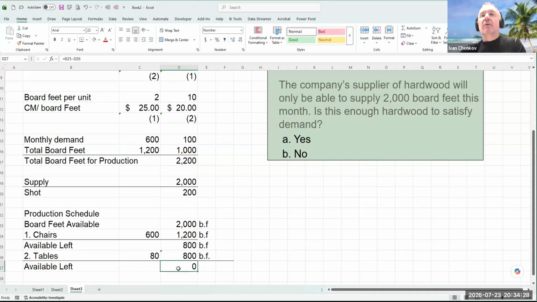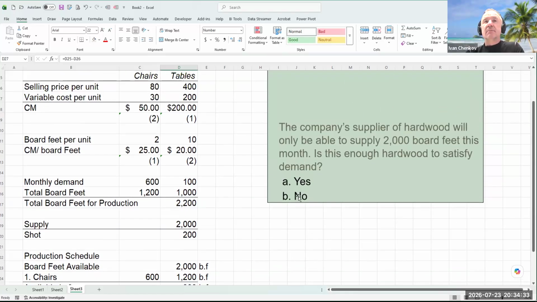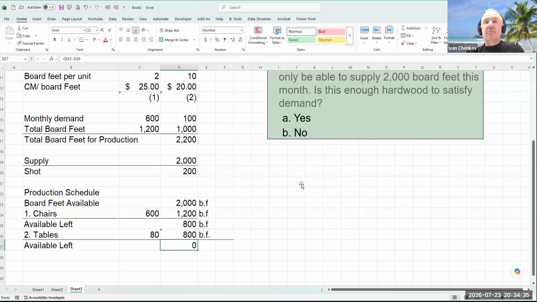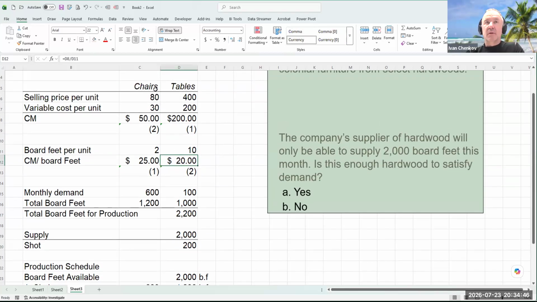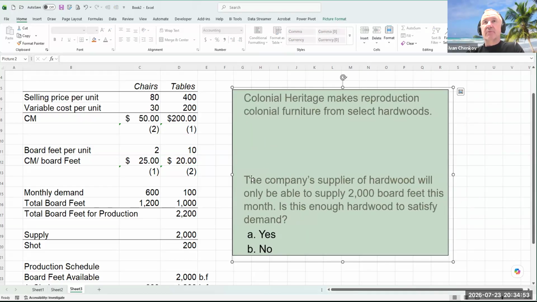And that will be our logical choice in order to produce the maximum possible contribution margin with these two products within the constraint of the board feet that we have. Remember, the contribution margin per board feet for each of the products is the key point here. That's how you're focusing on the most profitable product. So let's go back to the slides and see the slides for this one.